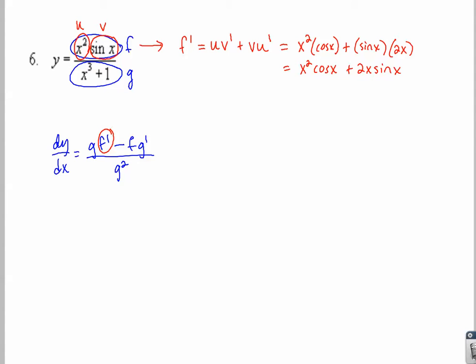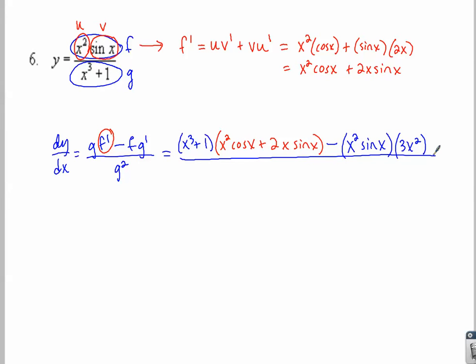Let's go ahead and use our quotient rule. So, start with the bottom. Always start with the bottom. Bottom g is x cubed plus 1. F prime, we wrote it out up there. Let's plug it in here now. X squared cosine x plus 2x sine x minus f. F is the top, the whole top, x squared sine x times the derivative of the bottom. Derivative of the bottom, x cubed plus 1, its derivative is 3x squared. All divided by bottom squared.